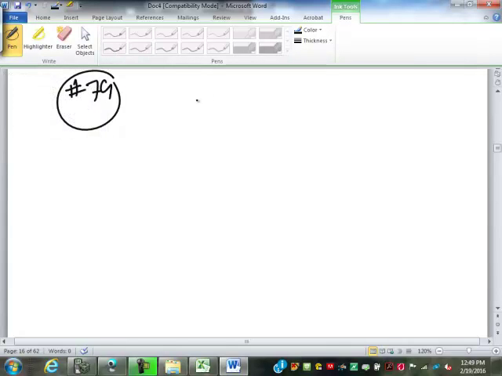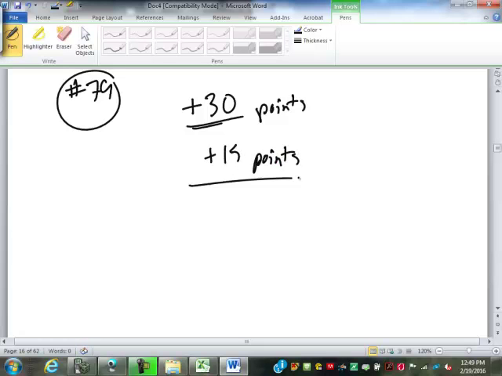The first person who can show me the correct answer gets plus 30 points. Anybody thereafter can get plus 15 points. But you have to have every piece of it correct. Number 79. There are 7 pieces there you need to have correct.